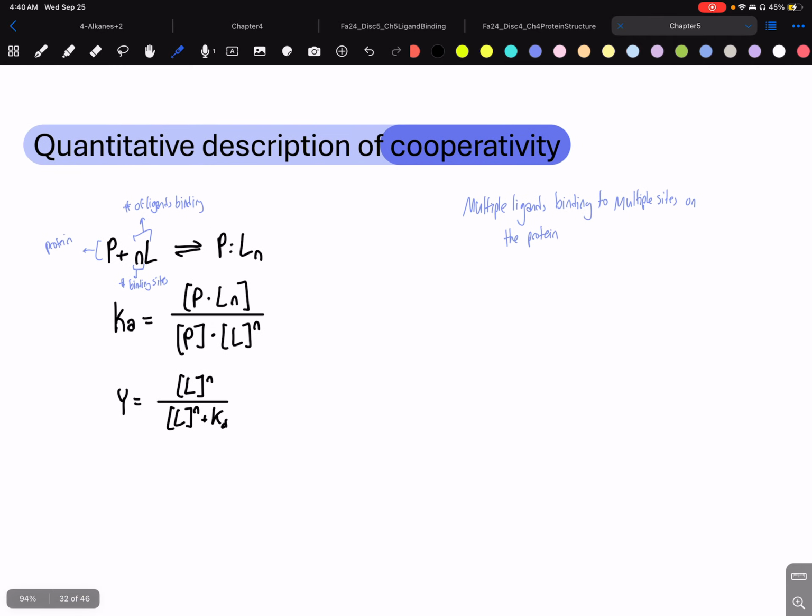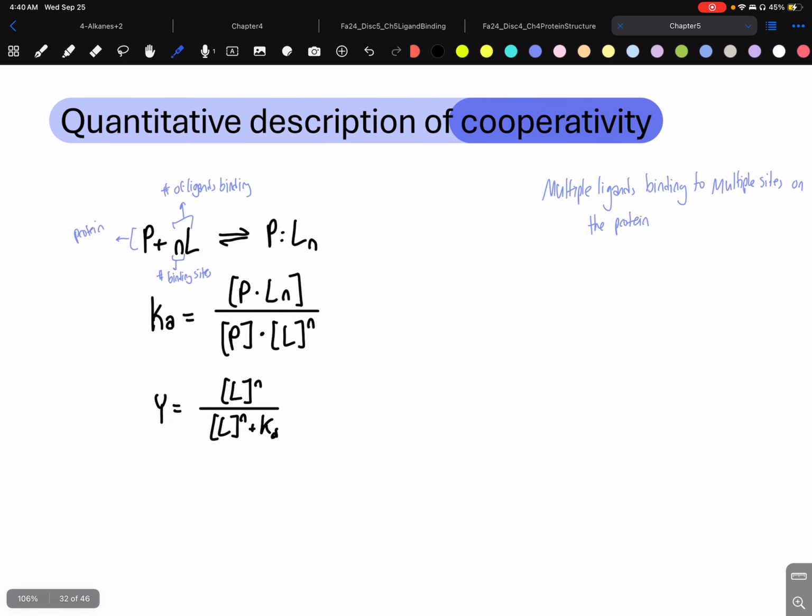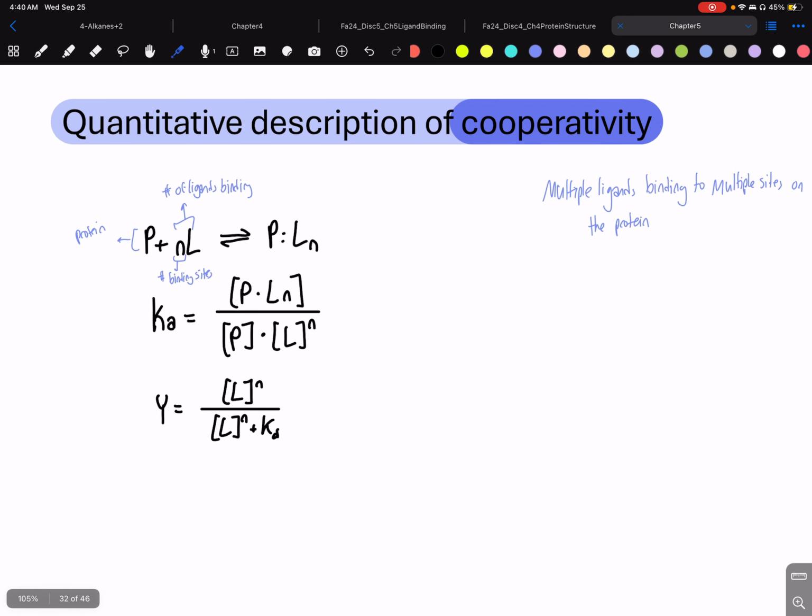So we have a quantitative description of cooperativity using this equation. We have our protein plus our number of binding sites and number of binding ligands, which equals this function of the protein bound to the number of ligands available. Our Ka value is just the product of our concentration of proteins and this ligand binding site function over the separate concentrations of the protein and ligand.